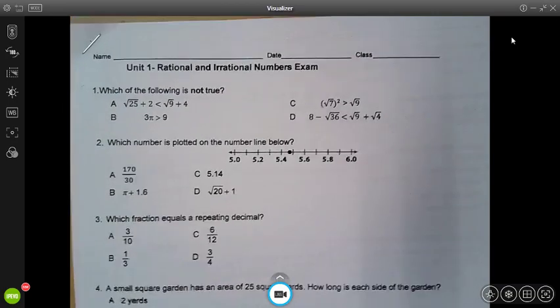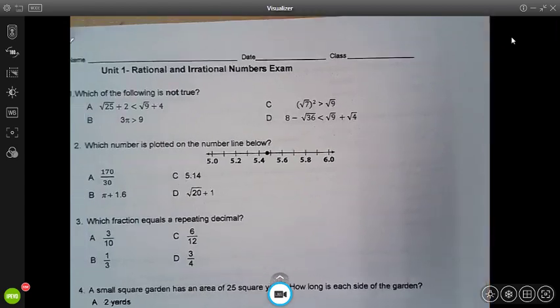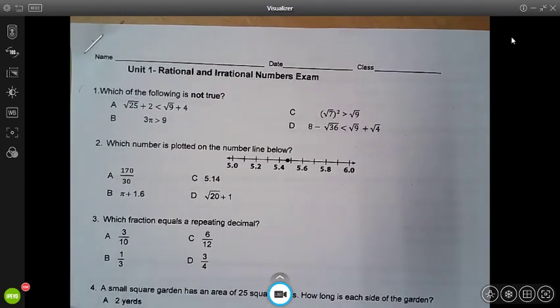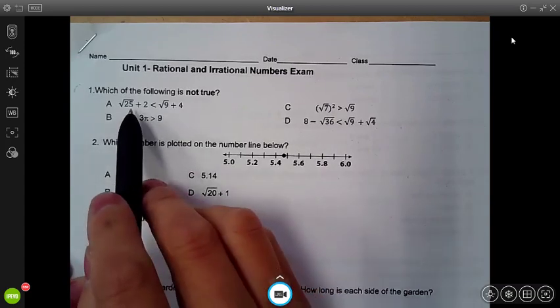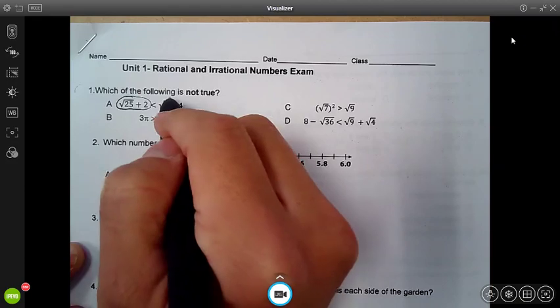Okay, so for this test, go ahead and write down everything I write down. For the ones that you missed, let's take a look at the first one. For A, we're comparing two sides of the inequality there. There's the left side and there's the right side.